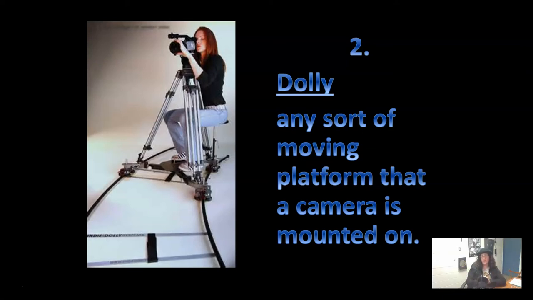Those are two ways that I do dollies, because laying down tracks to set shots that way, first of all, we don't have any tracks. Second, it would be really expensive. And third, it would take too much time.